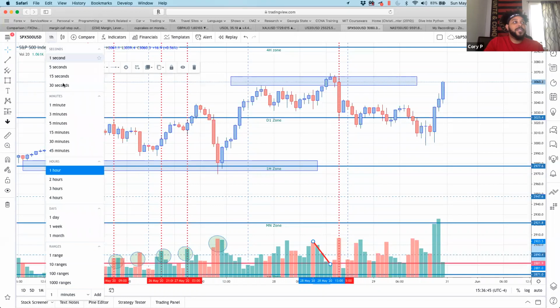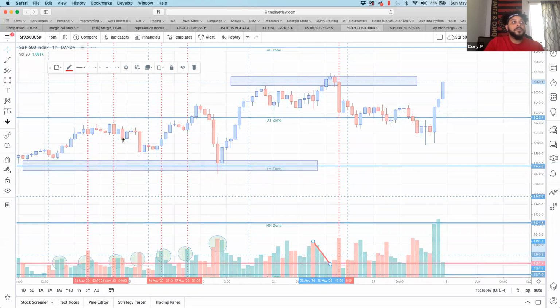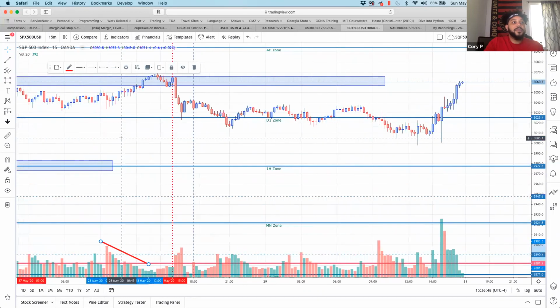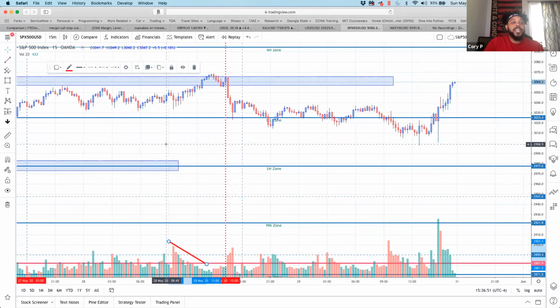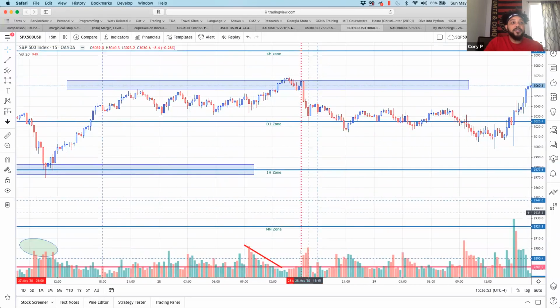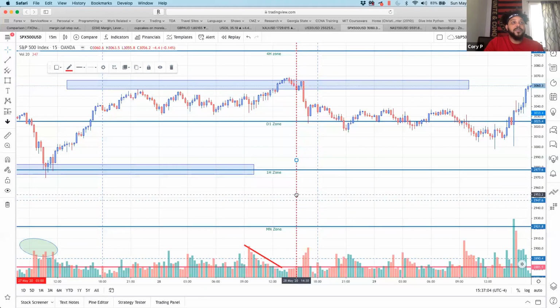And let's look at it on the 15 minute. Same candle on the 15-minute gives you a better entry. Now you see the volume over here is rejection. We're near this supply zone. Now I see the first candle to reject was right around here.